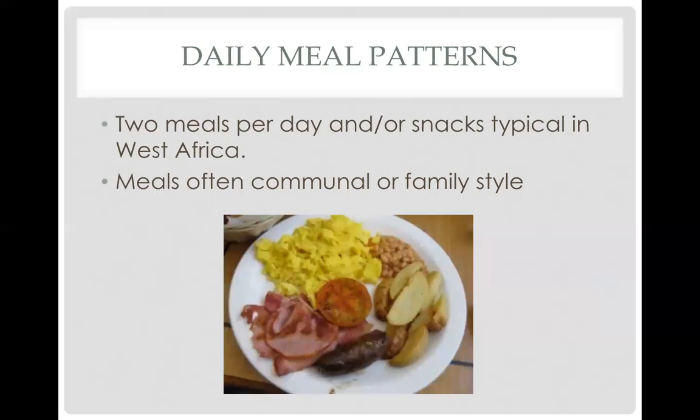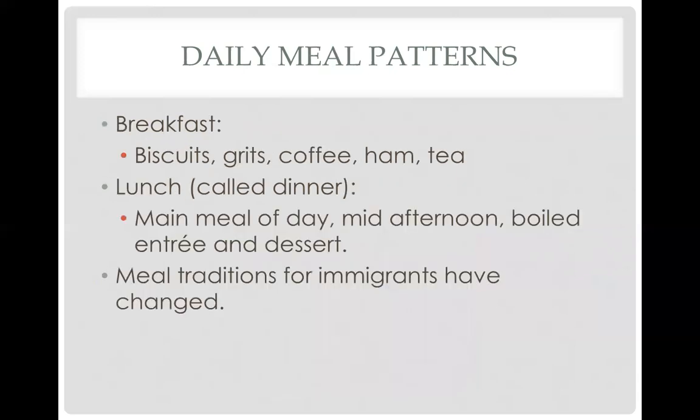Meal pattern. The typical meal pattern was two meals a day and snacks. Snacks remain common for Africans and African Americans, and meals were generally communal. In poorer countries, the morning meal was replaced with a snack and only dinner was served, so it would just be one meal a day. Sometimes men were served first, sometimes men ate without the children. During lunch or dinner, it was common to have a dessert, such as a baked item. Immigrants have changed their meal patterns, so instead they have three meals a day, generally speaking.